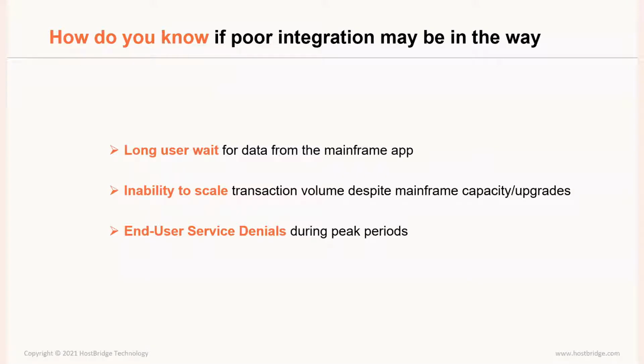Long user wait times or delays when accessing data. Mainframe apps and data are astonishingly fast, and when end users or distributed applications start to experience inefficiency or long wait times or delays, that's usually an indication that there may be some poor integration under the covers that needs to be surfaced. Also, the inability to scale transaction volume.